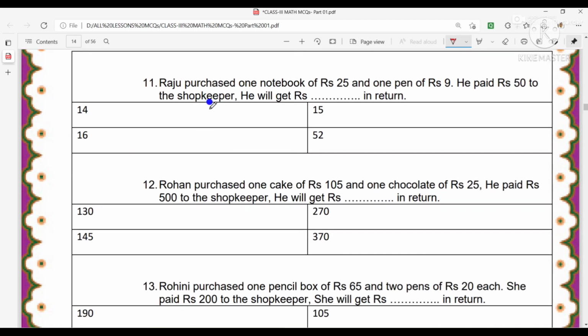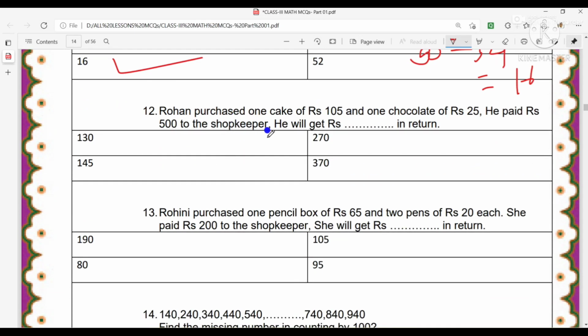Then next. Raju purchased one notebook of 25 rupees and one pen of 9 rupees. He paid 50 rupees to the shopkeeper. He will get dash in return. So in total he has to pay 25 plus 9, that means 34. But he paid 50. So he will get 50 minus 34, equal to 16. 16 rupees he will get in return.